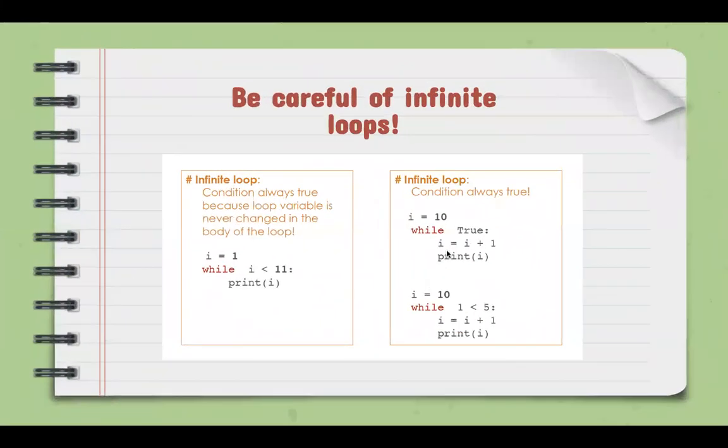So when you're doing while loops, it's important to be careful with infinite loops, because it's pretty easy to make a loop go on forever and forever, because as you recall, a while loop only breaks when a condition is false. So if you look at the first example, the condition is always true because the loop variable is never changed in the body of the loop. So i is always 1. As a result, i is always less than 11. So i is just printed forever and forever. And obviously this will crash your computer and program.